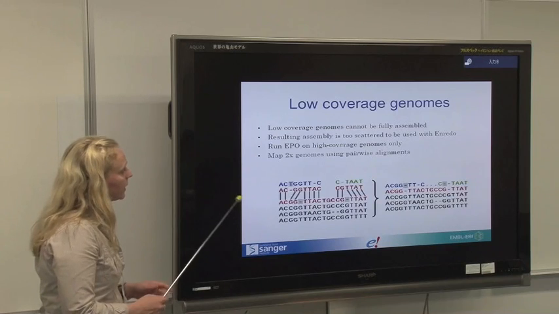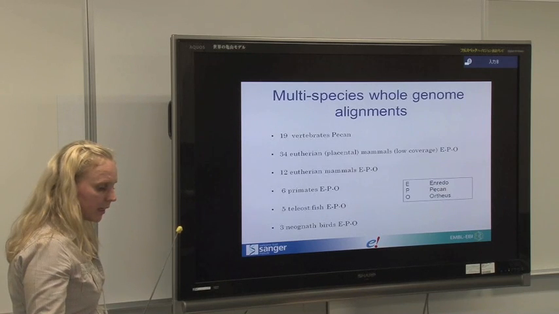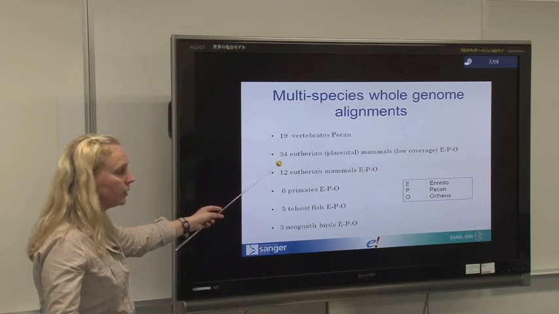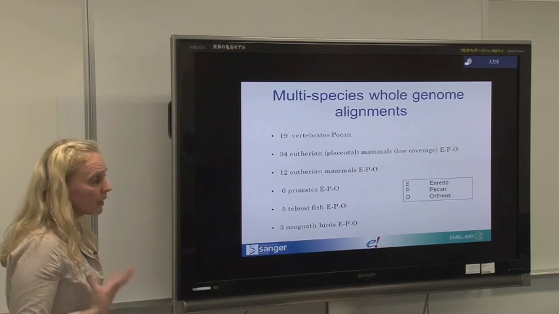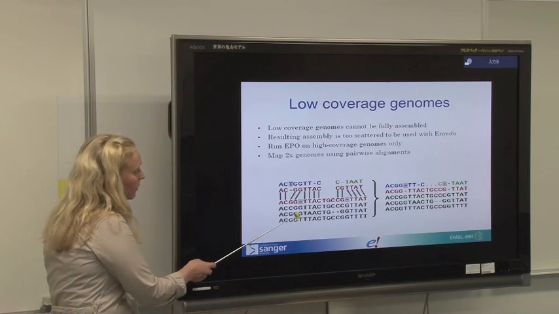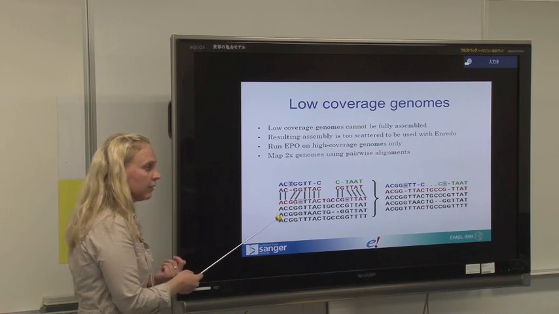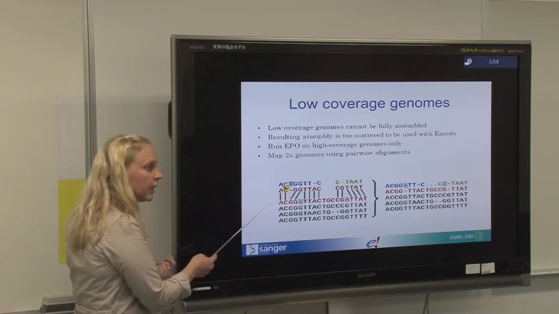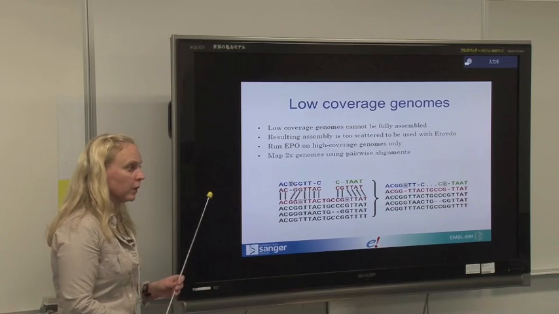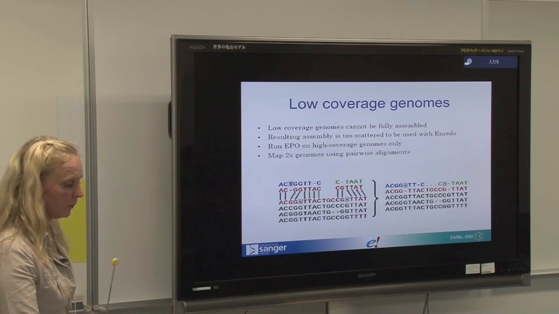So this is just to say that even though here I say that I've created my multiple species whole genome alignments using 34 vertebrates, actually a lot of them don't have a good quality. So what happened is that we first used the EPO pipeline to create what I showed you before using the high coverage genomes. And then the low coverage genomes are just added on a one-to-one basis, because it would be too hard for the program to process the not so good genomes.